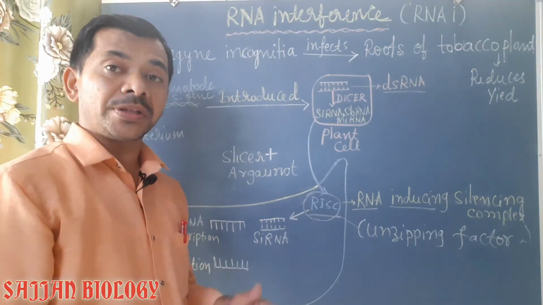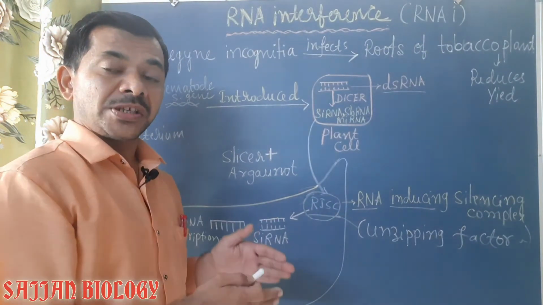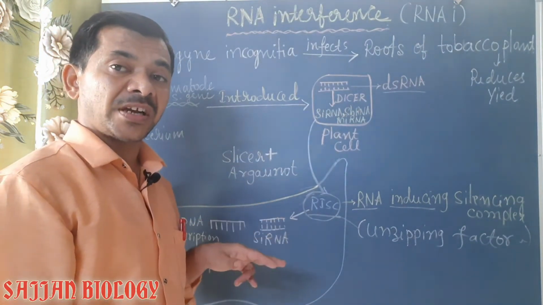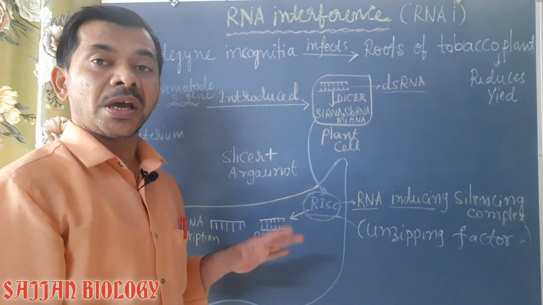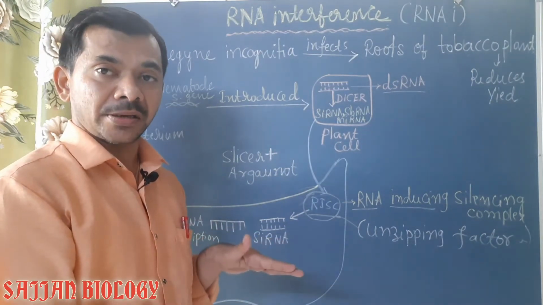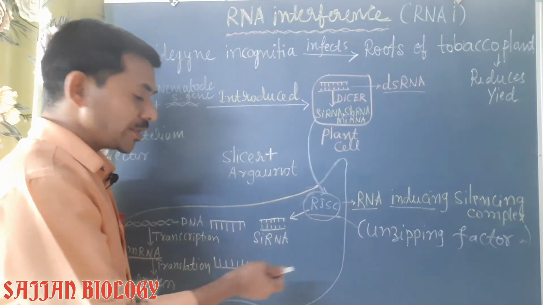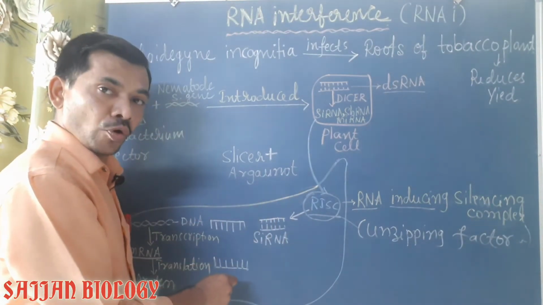The major function of this RISC factor is that, once after the unzipping, it becomes activated and goes in search of mRNA to become complementary to it. So that is how RNA interference works. Until here, I hope you understood.